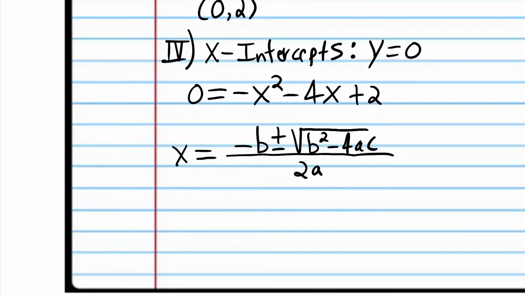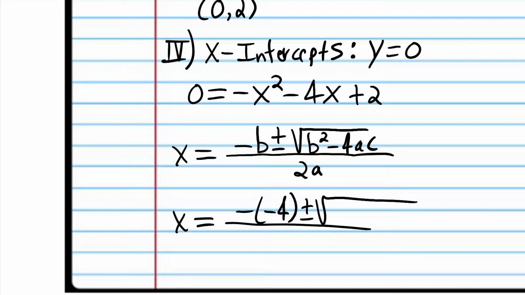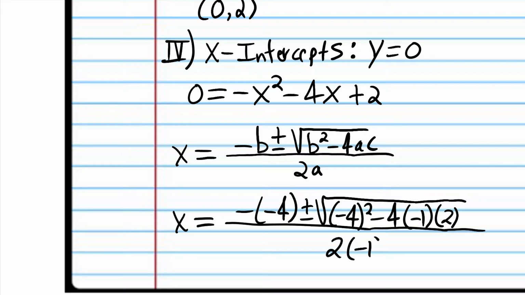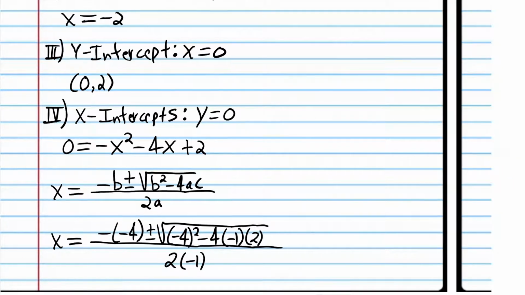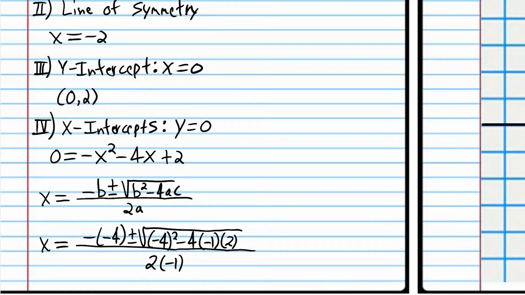So we're going to plug in b, which is -4, wherever it says b, and -4 times a, which is -1, times c, which is 2, and then over 2 times -1. Okay, so now we just have to simplify that.